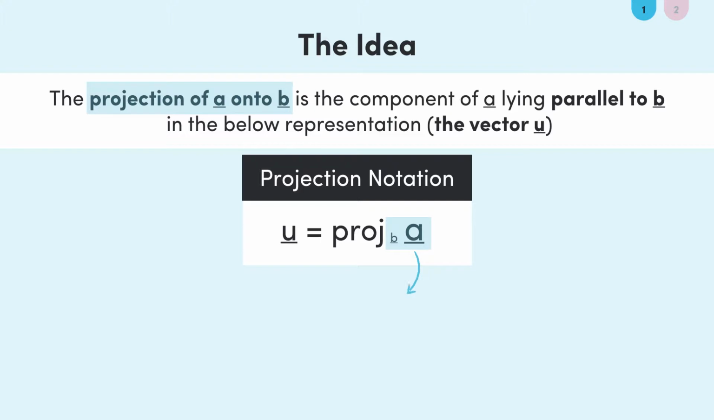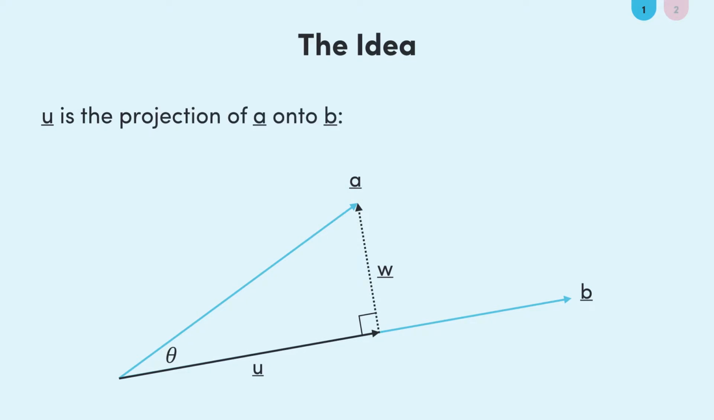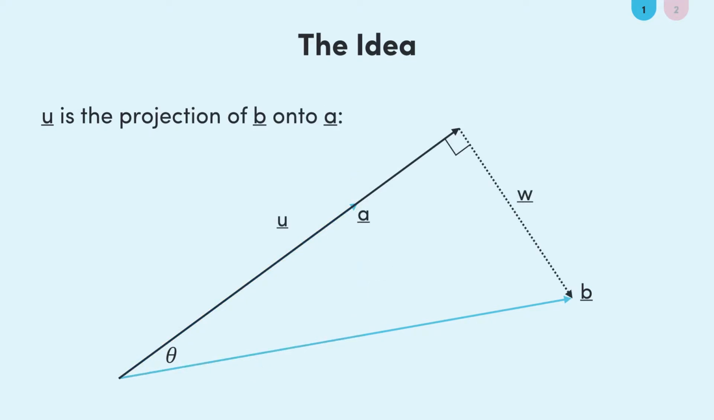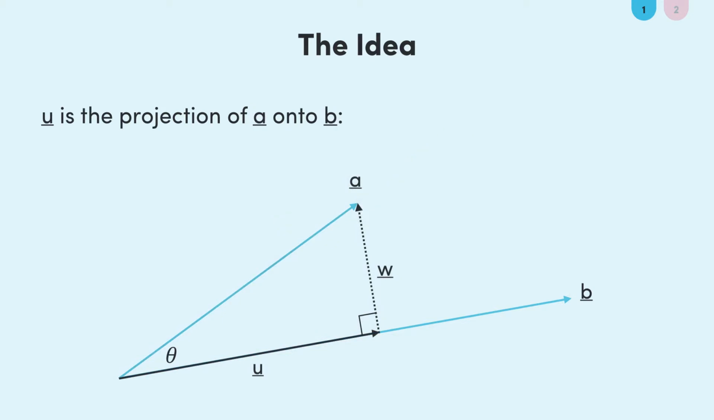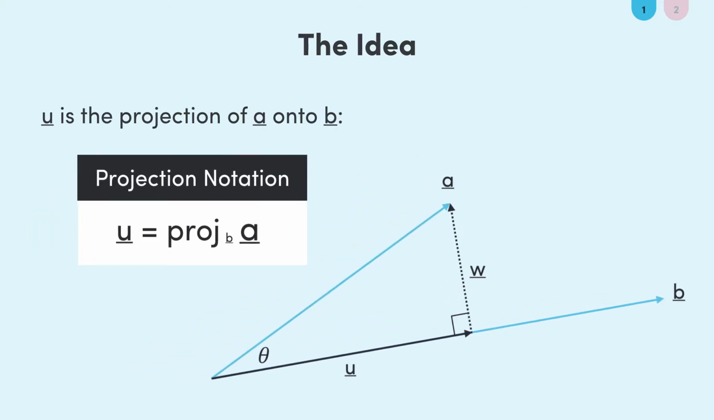Notice the importance of the order. This is not the same as the projection of b onto a. If we look to our diagram, that would be some vector up here in the direction of a. It is a common mistake to get them mixed up, so always remember which vector you're projecting onto. Here, in our original situation, we are projecting a onto b.